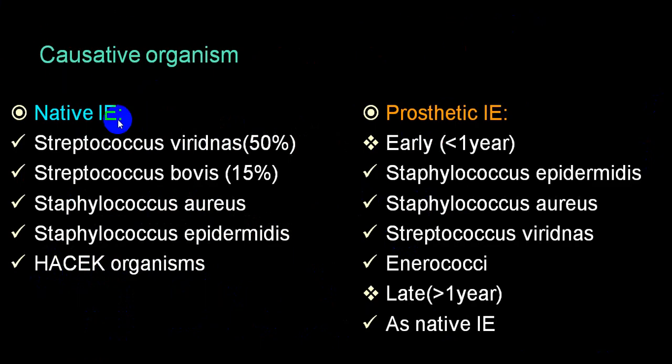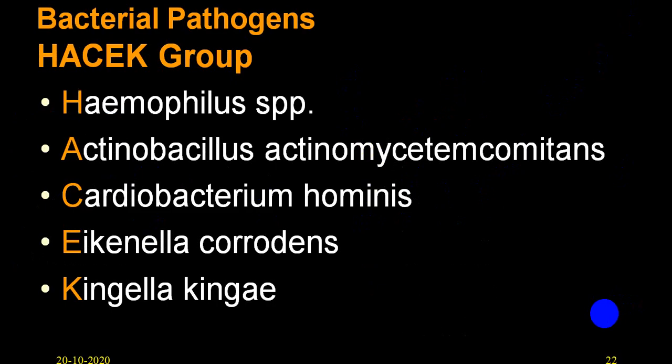In a native valve, these are the organisms. Again, you can see Streptococci is more common than Staphylococci. Also in prosthetic valve, Streptococci and Staphylococci are the most common organisms. The names in the HACEK group are very difficult. Even I don't remember all these names. Haemophilus, Actinobacillus, Cardiobacterium, Eikenella, and Kingella.